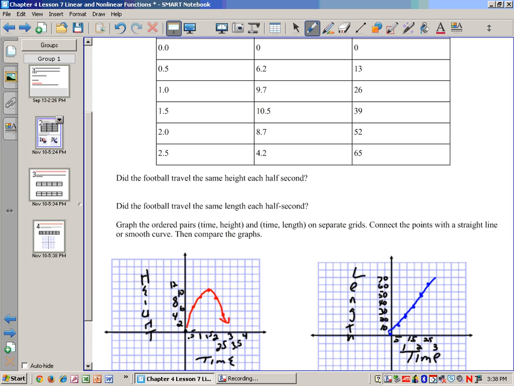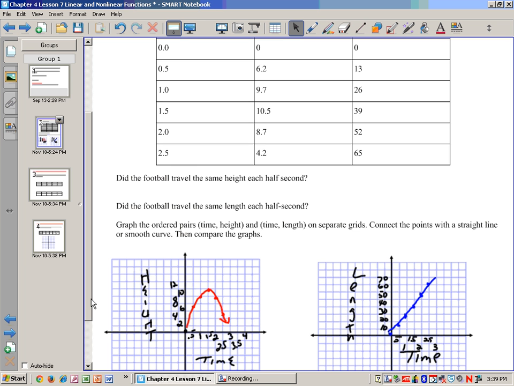And there we can tell that with the time and length, we have a linear function. We have a straight line. And the time and height is showing a nonlinear function. So you can see the difference between the two. The rate of change is constant for time and length, but not for time and height.